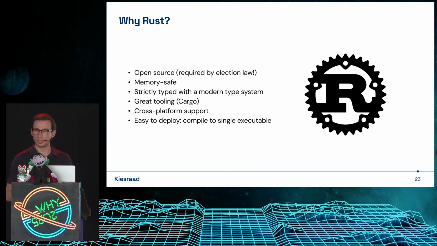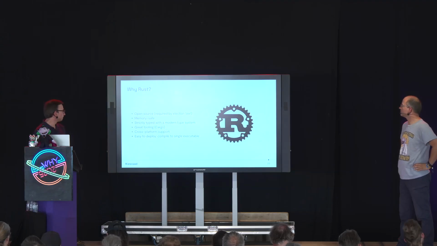Even though by law we have to support one open source operating system, Linux, many municipalities run on Windows, and we want to compile our software for Windows as well, because we want to make it as easy as possible to deploy the software. So the cross-platform support is useful. And also, it's very easy to deploy once the software is compiled, because we compile to a single executable, so you don't need a bunch of libraries or runtimes to actually get it up and running.